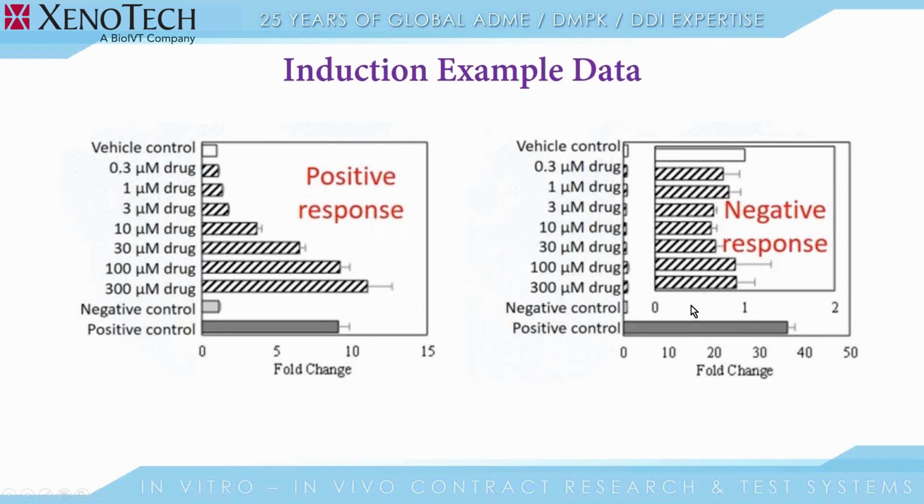And just over here is the negative response to contrast that. Again, on the y-axis is our different treatment types from the vehicle control, increasing concentrations of the drug, and then the positive control. And as you can see, as concentrations of the drug increase in this example, we don't see any increase in the fold change. However, you see that the positive control has a very strong fold change, illustrating that the test system was functioning properly. It just happens in this case that this drug was not an inducer of this enzyme.